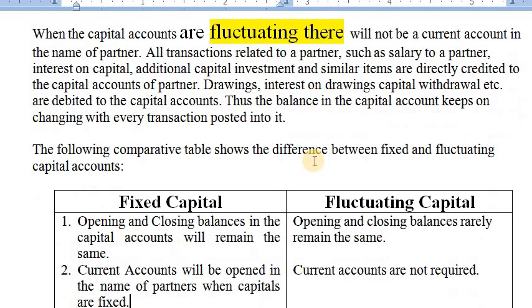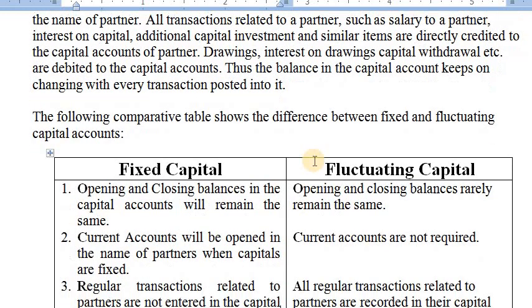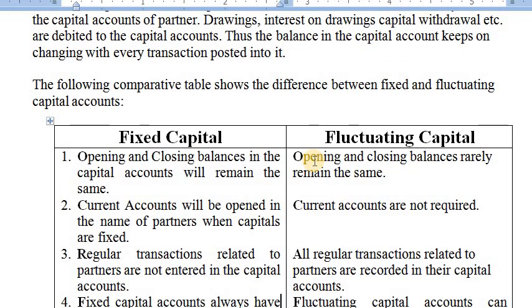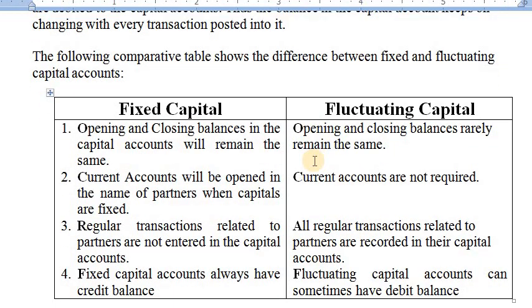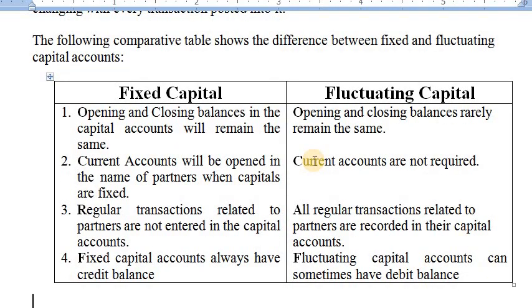Very simple thing. Capital account, opening balance, closing balance, same. There is a current account where the entries are made, and regular transactions are not entered in capital. It is the same thing. Okay, just for the sake of mentioning 2-3 points, I just mentioned them there. So go through all of them.